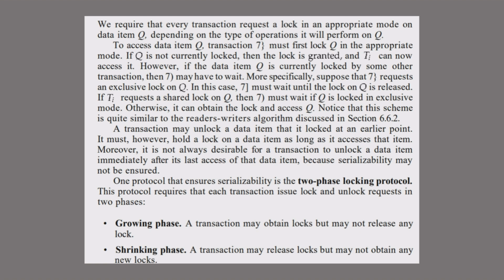Initially, a transaction is in the growing phase. The transaction acquires locks as needed. Once the transaction releases a lock, it enters the shrinking phase and no more lock requests can be issued. The two-phase locking protocol ensures conflict serializability. It does not, however, ensure freedom from deadlock.